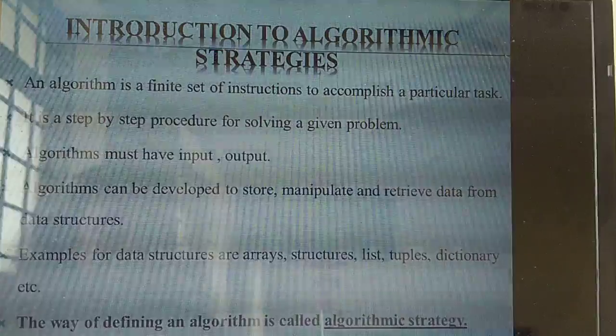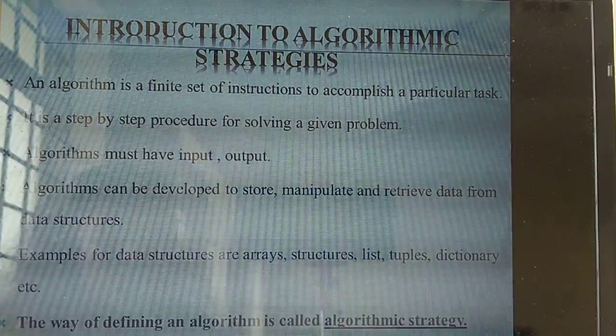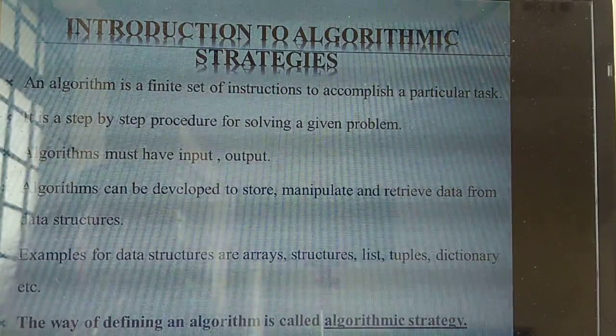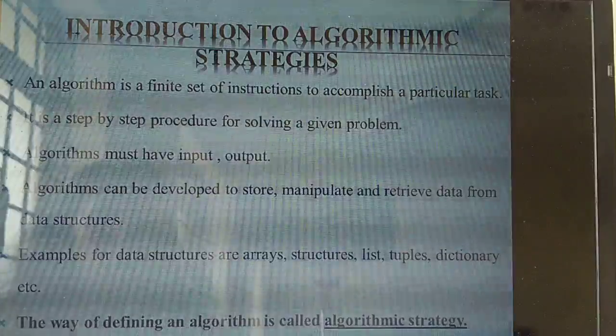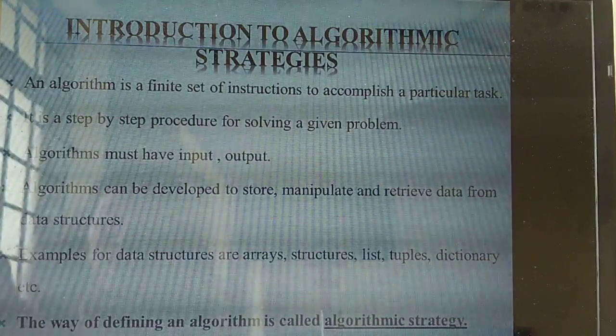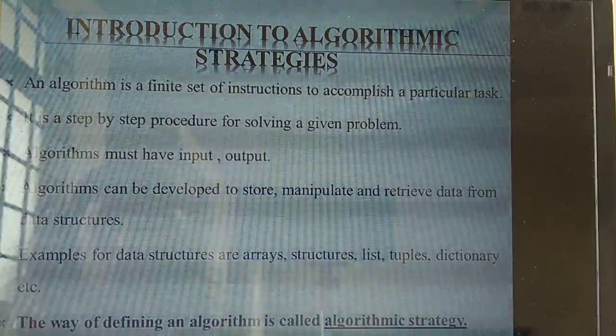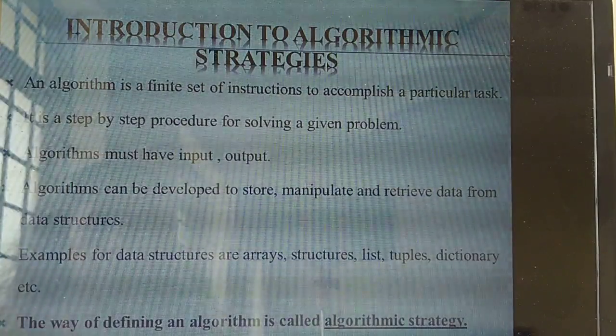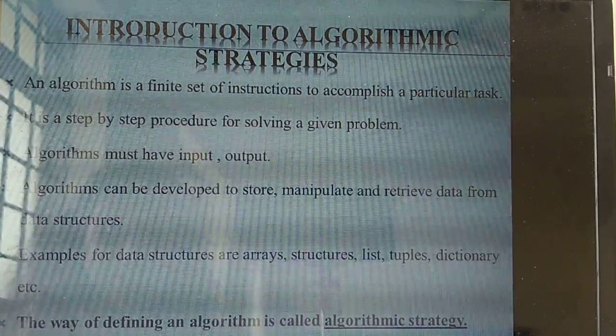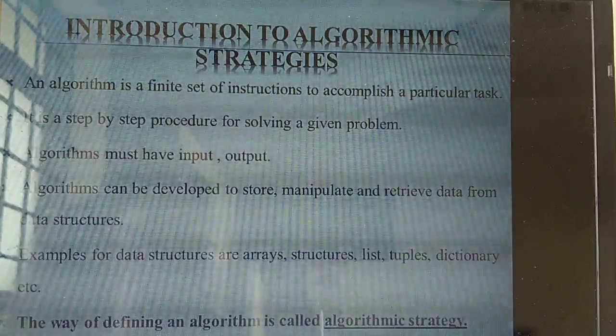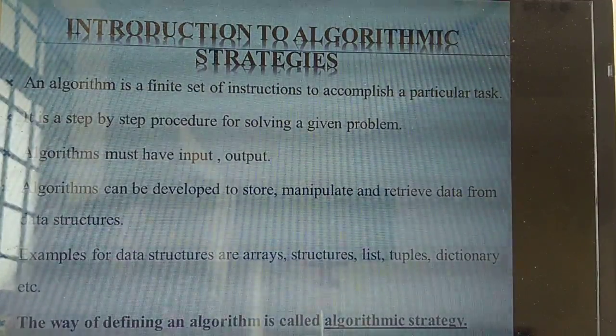Understand? Data structures are nothing but what you already studied in 11th standard: arrays, structures, lists, tuples, dictionary. All these things you have studied in 11th standard. What are the examples of data structures? Arrays, structures, lists, tuples, dictionary, etc. This is the way you need to design the algorithm.